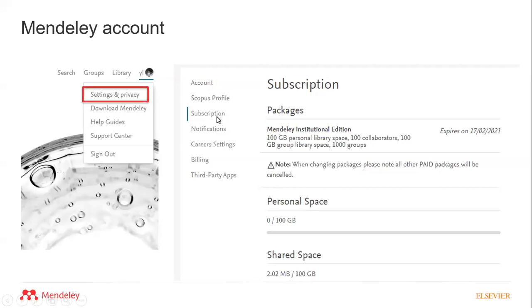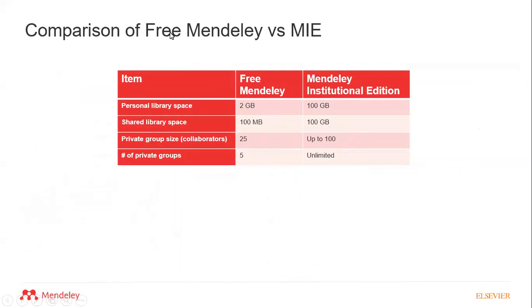From here, under the subscription, you can also check how much space you have left. So the storage: for the free plan, free edition, you only have 2 gig, but the institutional edition will have 100 gig. So this is a comparison between the free Mendeley and the institutional edition Mendeley. Storage wise, a bit different, 2 gig and 100 gig.